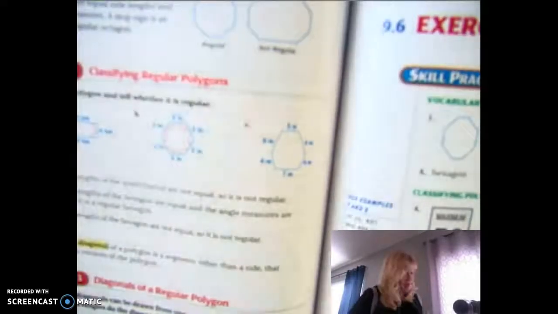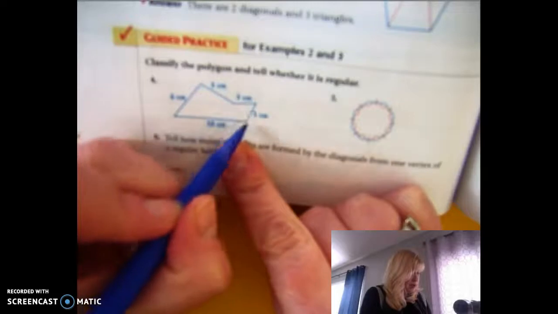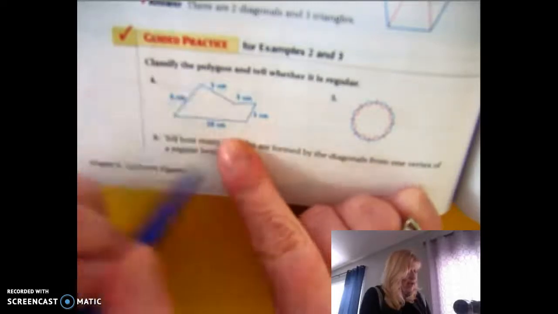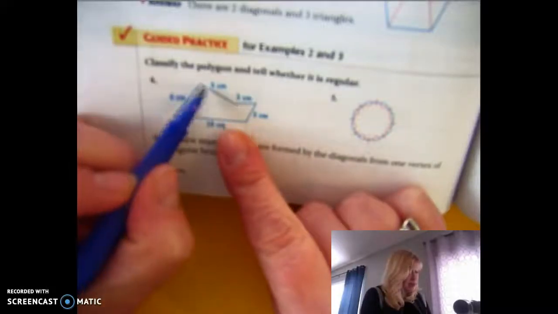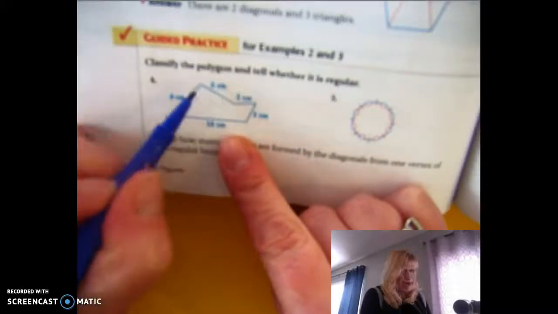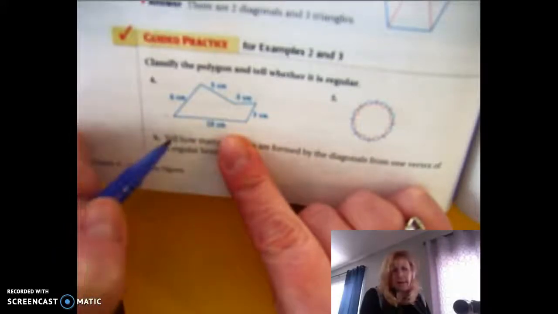Okay. I'm going to go below and just take a quick look at this one. You have 1, 2, 3, 4, 5. This is a pentagon. It truly is. 1, 2, 3, 4, 5 sides. It's a closed figure. But notice the angles are not the same.